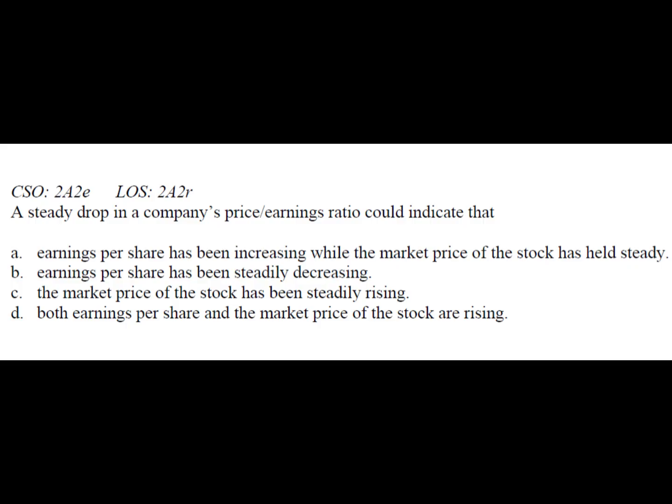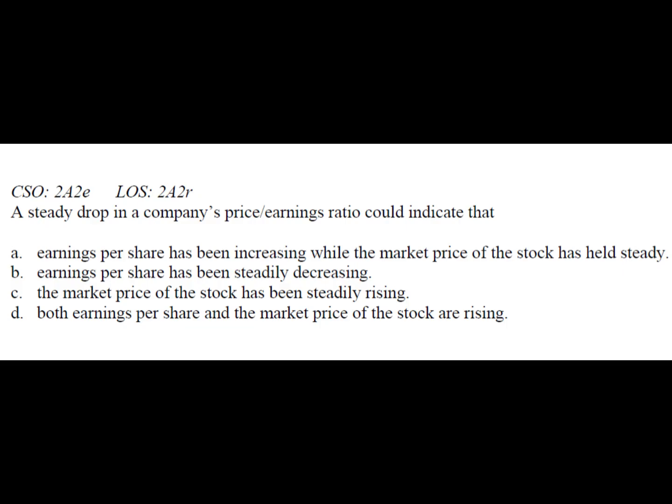Students should analyze how changes in the numerator, market price, and denominator, EPS, affect the ratio. A drop in the PE ratio occurs when the market price falls, EPS rises while the stock price remains constant, or EPS rises faster than the stock price. The question asks which situation could explain a steady decline in the PE ratio.